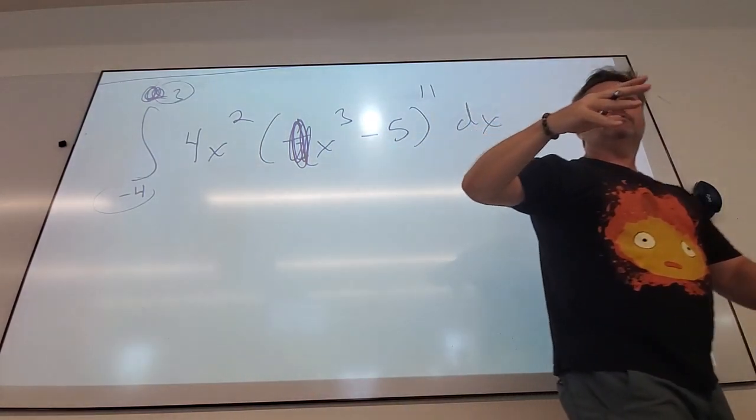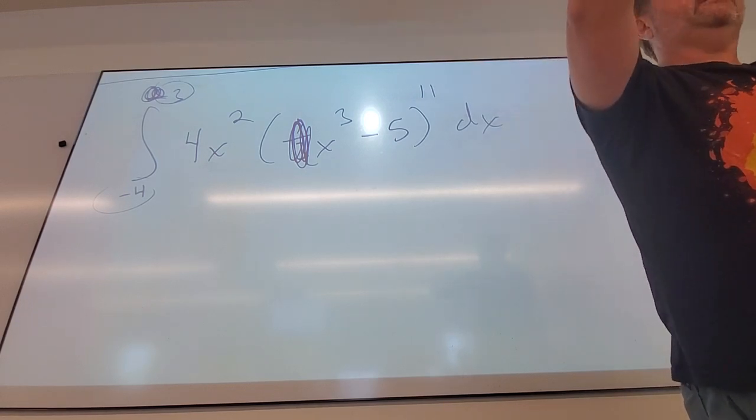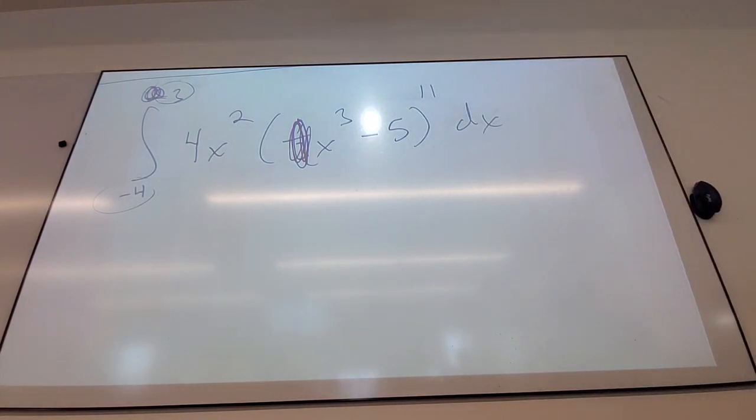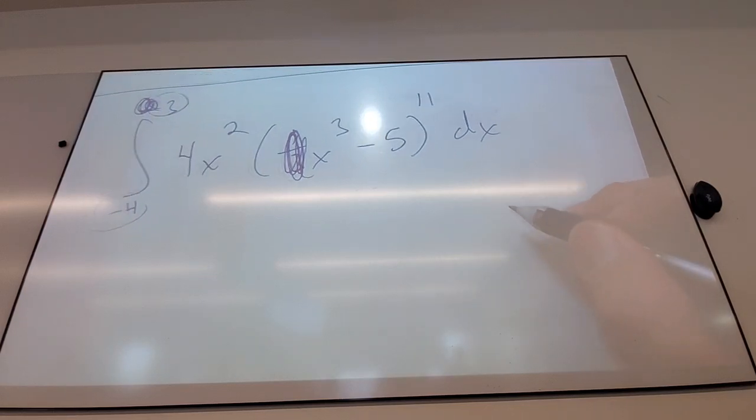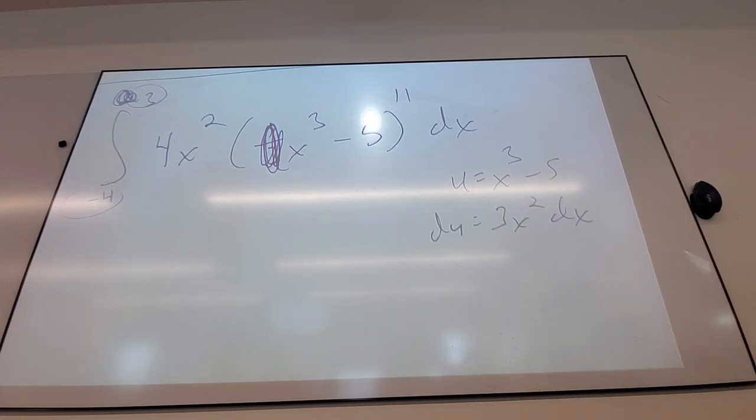And what are we about to do? We're about to take x and replace it with... oh no. So, let's start this off as if we didn't notice that. U equals what? X cubed value. Okay, and what's du? 3x squared dx. Kick ass.